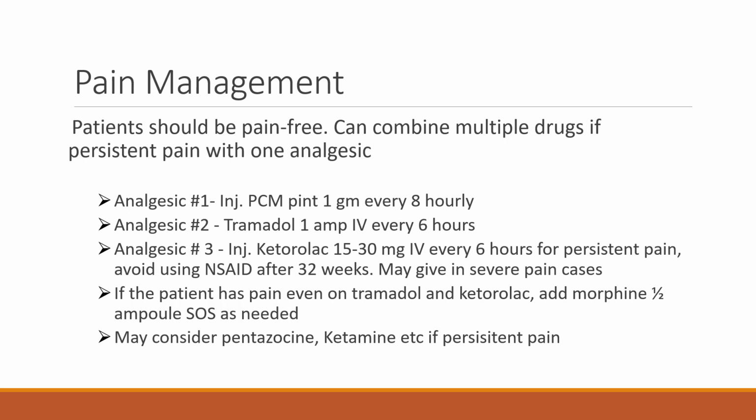Analgesic number 2: you can use tramadol, 1 ampule every 6 hourly, along with MSED, or ketorolac or any kind of NSAID is also a good drug for persistent pain. Avoid using NSAID after 32 weeks, but we may use it in severe pain cases. If the patient has pain even on tramadol and ketorolac, add morphine, SOS. And you can also consider pentazocine, ketamine if persistent pain.